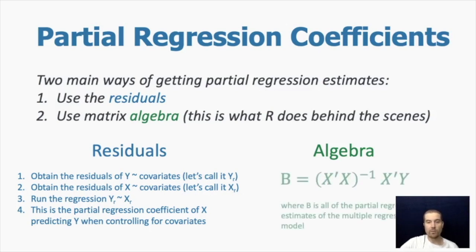The algebra way is a little bit more straightforward if you understand linear algebra. It is just that formula. For this class, we're not going to actually use that, but it is actually really good to see that linear algebra, once understood, for the most part, simplifies this calculation. Instead of having to get the residuals of Y predicted by the covariates, and X and all that for each one, instead, it's just one equation that we can plug in.